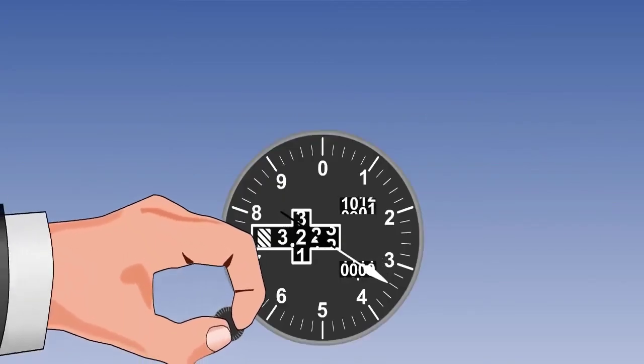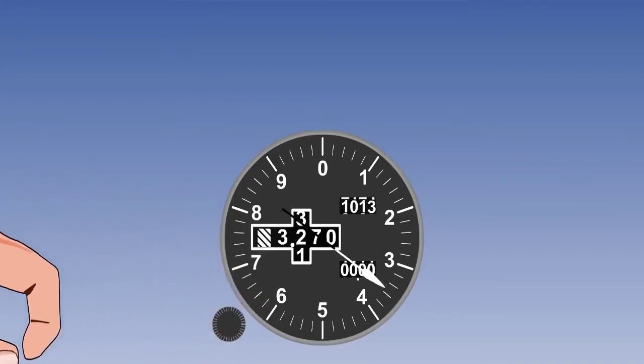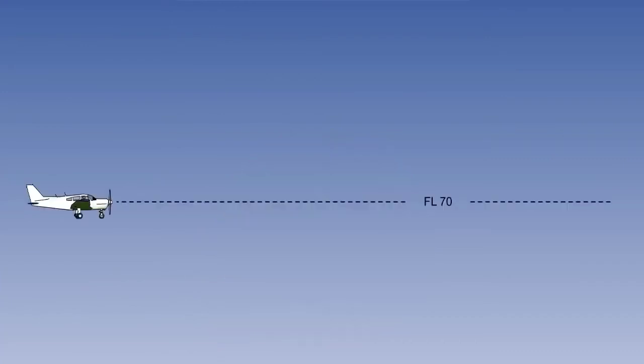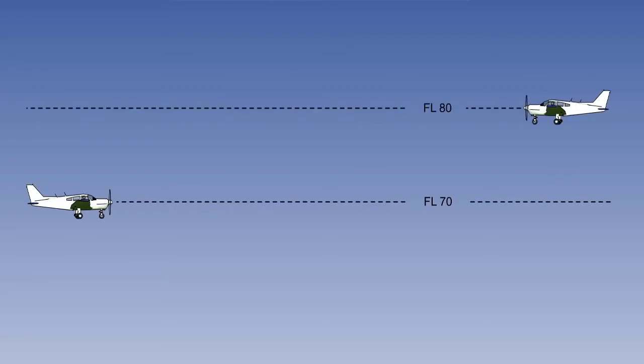Once safely away from high ground, both aircraft set 1013 as a datum, and do not make any correction for temperature. We call this flight levels. This aircraft is told to fly at flight level 70. This means 7,000 feet on 1013. This aircraft is told to fly at flight level 80. This is 8,000 feet on 1013.